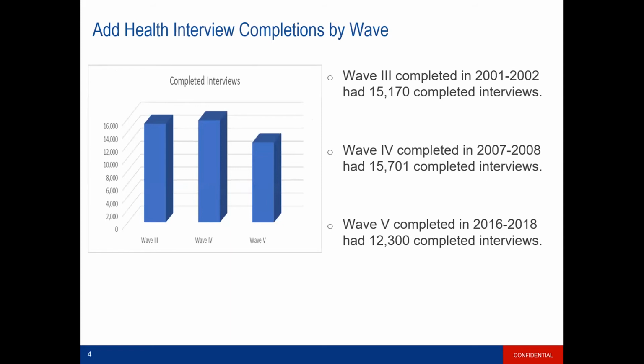I wanted to mention a little bit from the plenary sessions and what we've had so far, a little bit of history, to define the problem we encountered when planning for wave 5. Wave 3, which was completed in 2001 and 2002, had 15,170 completed interviews. Six years later, wave 4 came about in 2007 and 8. We had 15,701 completed interviews. And then wave 5, in 2016 through 18, had 12,300 completed interviews.